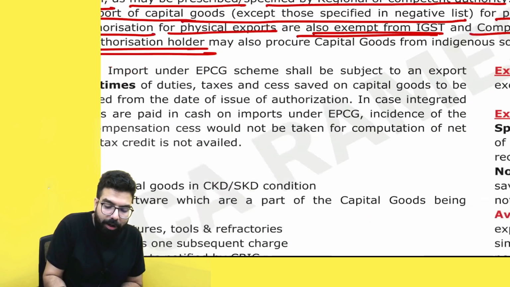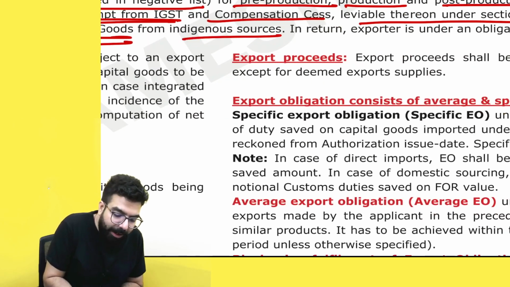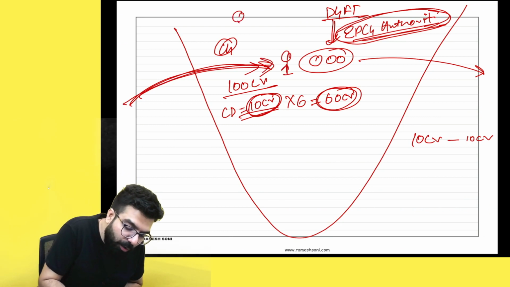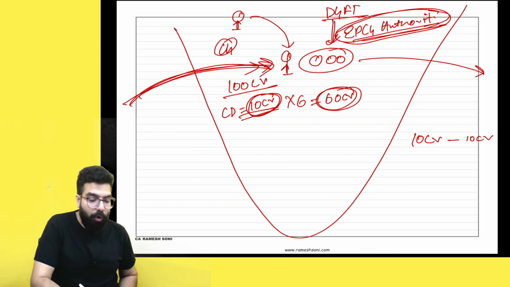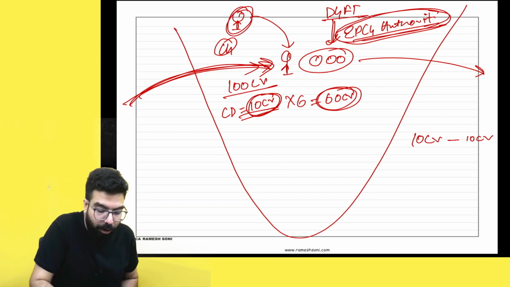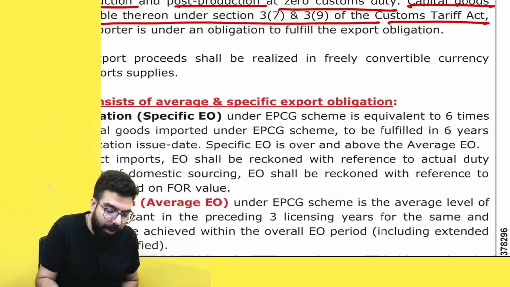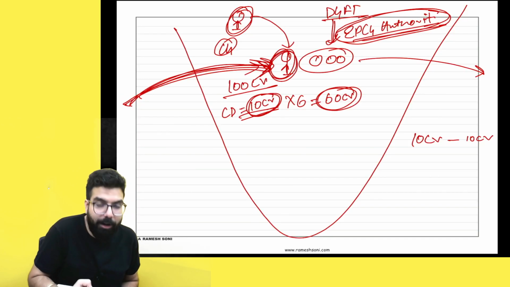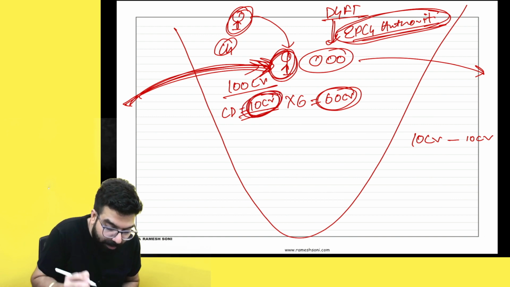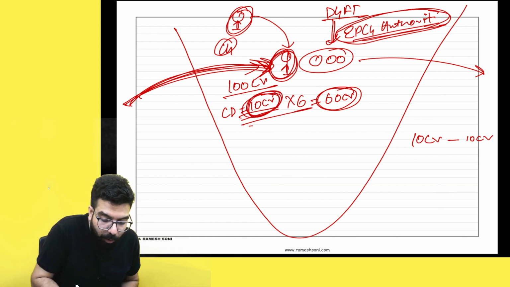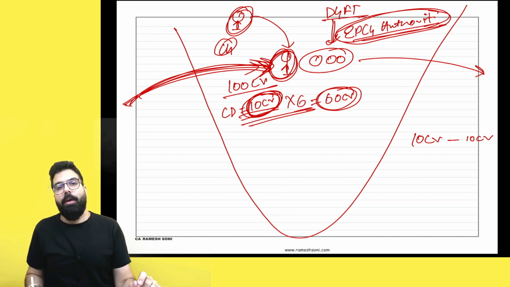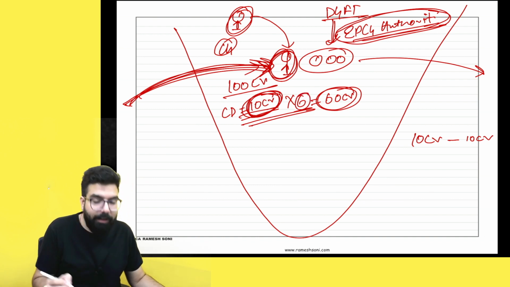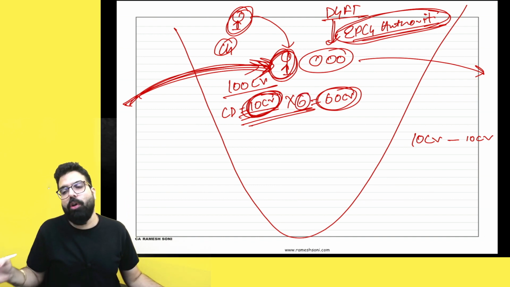Alternatively, the authorization holder may also procure the capital goods from indigenous sources, means you can get the capital goods from outside India also. If you want, you can buy it from an Indian person also who is manufacturing that capital goods in India, and they are telling, in return, sir, what should I do? I should fulfill the export obligation. Means if I am an importer of capital goods and I did not pay the custom duty, how much custom duty did I not pay? 10 crore rupees. You will be under an obligation to fulfill, and you must fulfill your export obligation, and export obligation is nothing other than 6 times of the duty which you have saved on the imported goods.